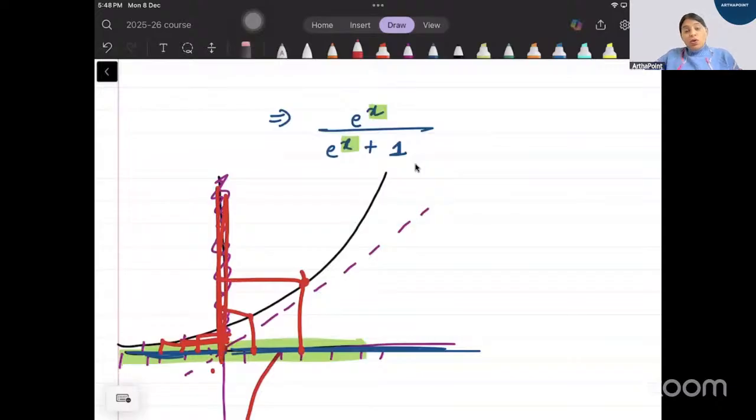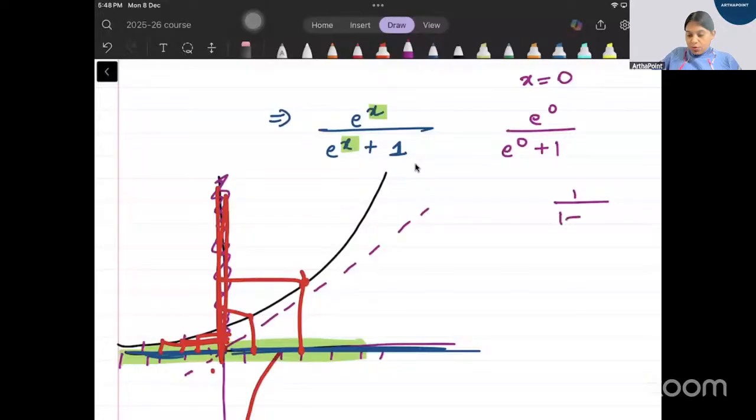But now, what has happened here is that this e to the power x is both in the numerator and the denominator. Just that in the denominator, it is plus 1. That means if I put say x as 0, I get e to the power 0 upon e to the power 0 plus 1. Anything to the power 0, we know what it is. It is 1. So I get 1 upon 1 plus 1. It means I get 1 upon 2. That means I get 0.5.